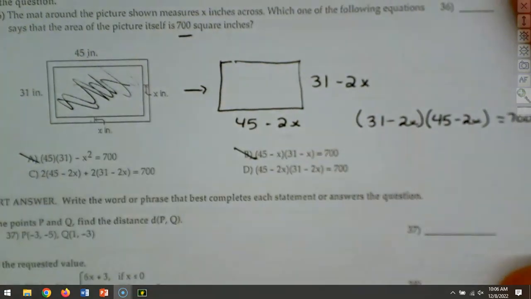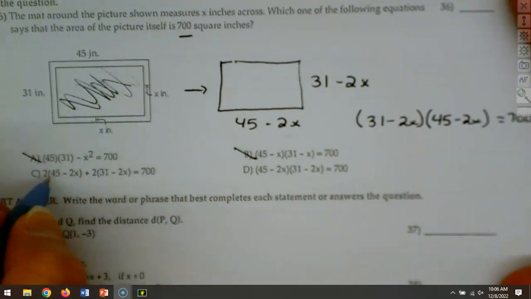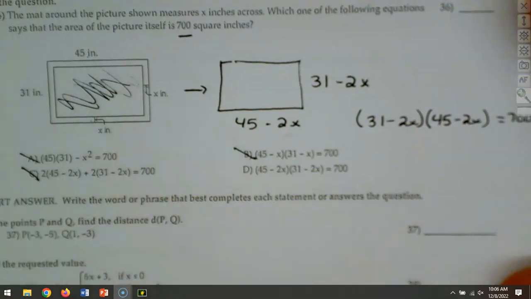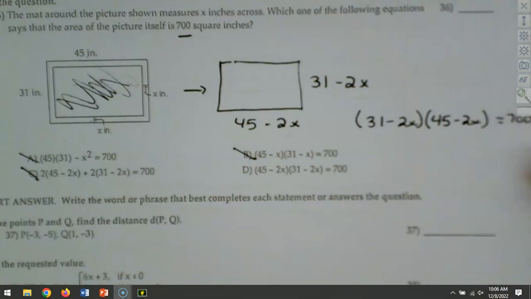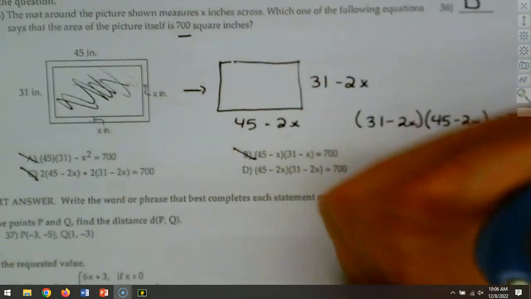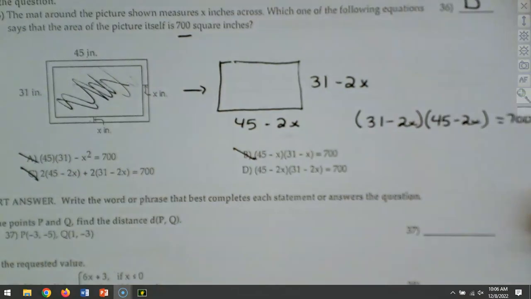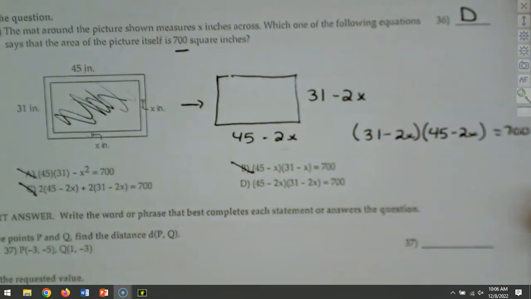C just doesn't look right at all, does it? Because of the 2's. I don't know why they just put the 2 in front. That doesn't make sense. So what does it have to be? It has to be answer what? D. Is everyone okay with how I did that and why that is the correct solution? You don't have to work it out. All they want you to do is figure out what equation this came from.